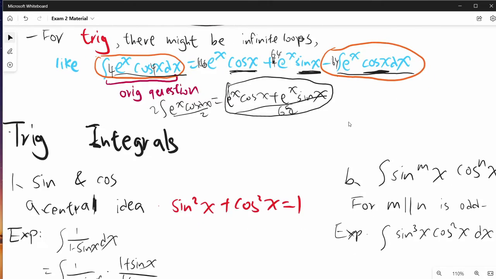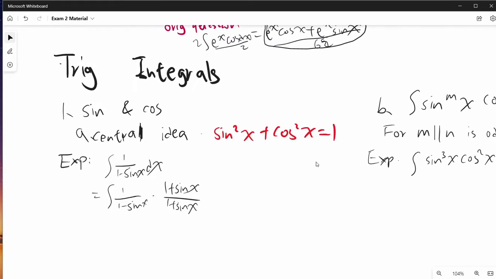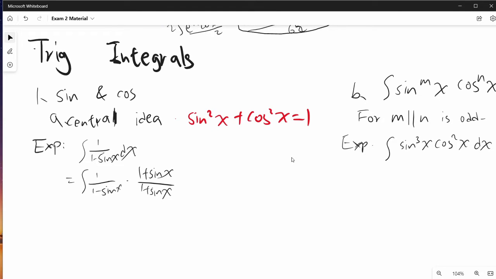Moving on to trig integrals. So the first part is dealing with sines and cosines. The central idea for this is the trig identity of sine squared x plus cosine squared x equals 1. Right, x can be any angle. This will hold true.